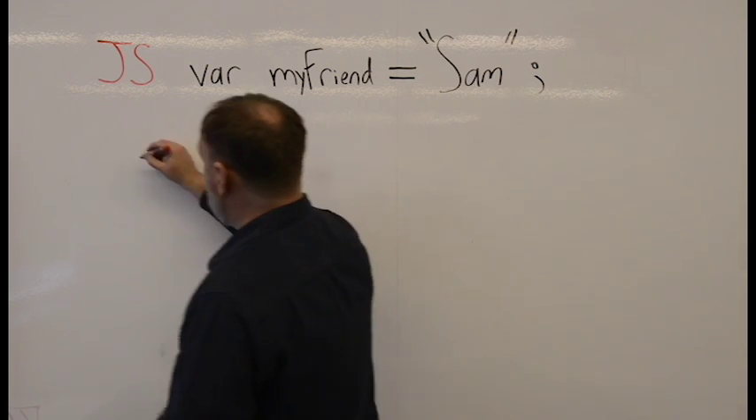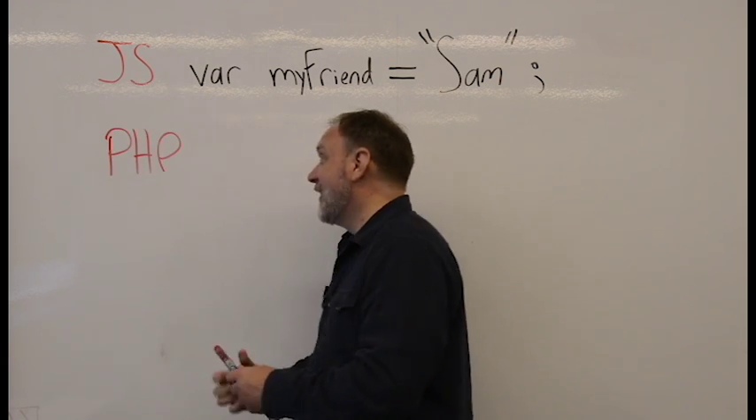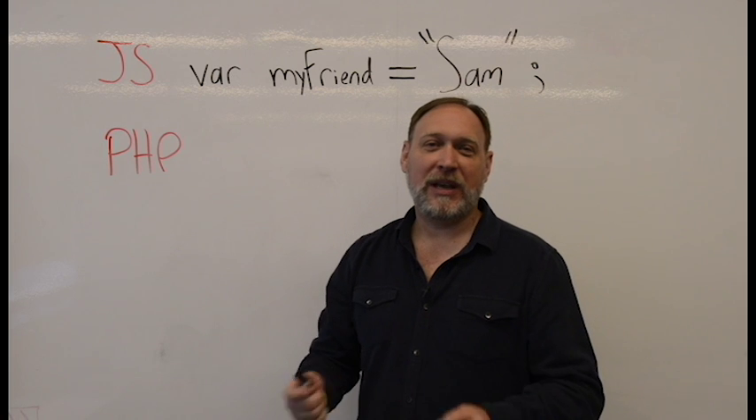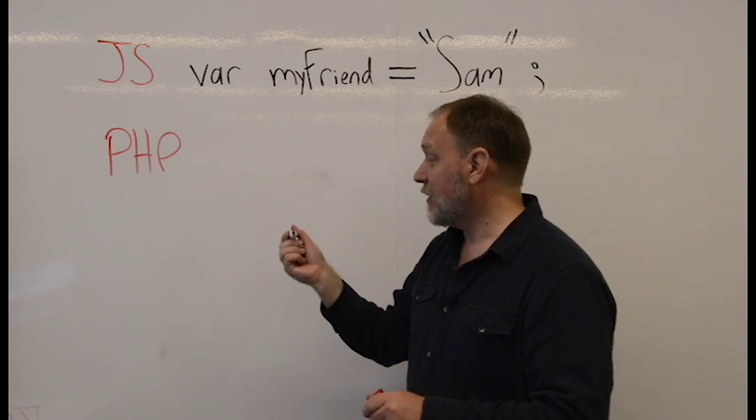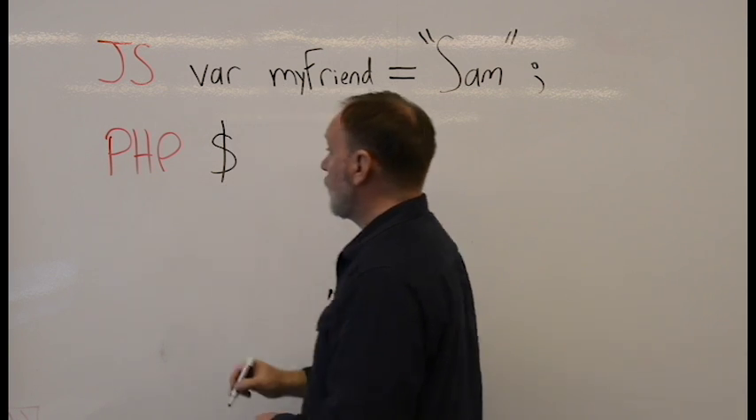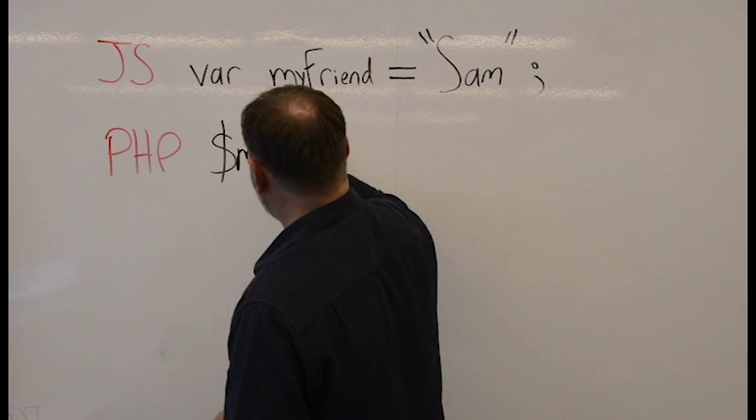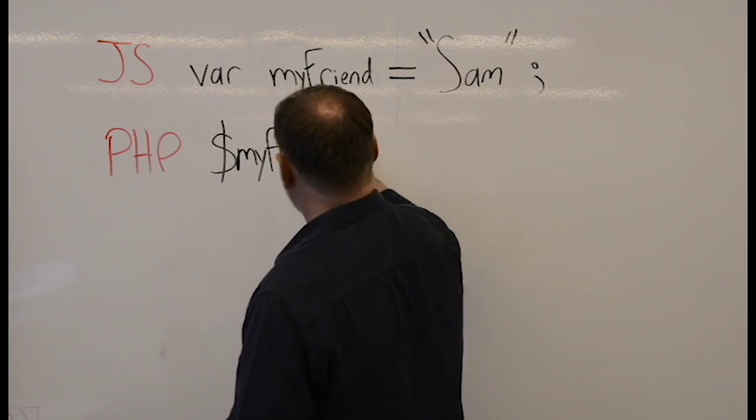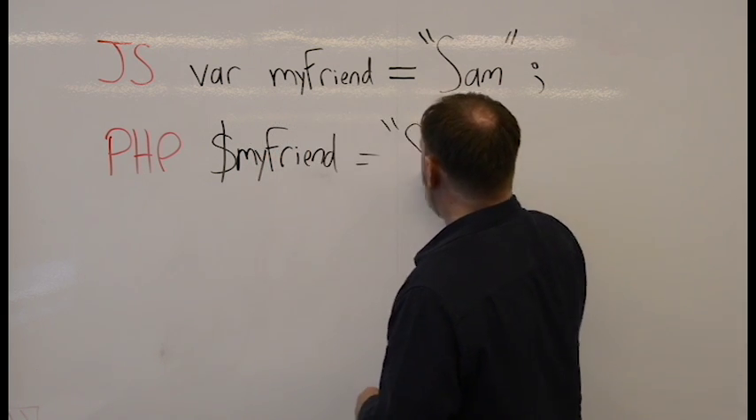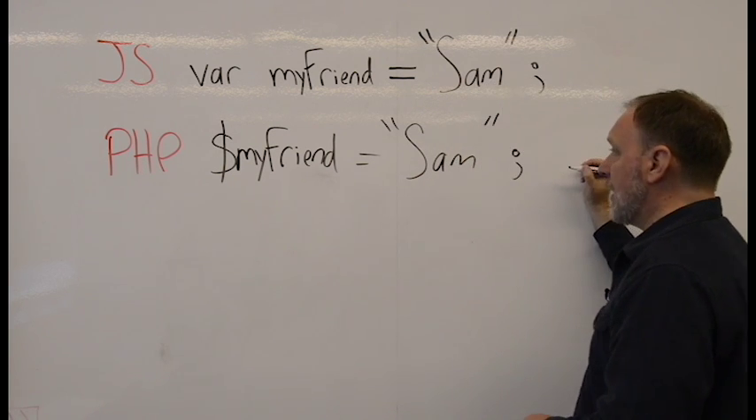Moving on to PHP. Identifying variables in PHP is very easy because PHP uses the $ to create a variable. $, no spaces here. myFriend equals Sam. So the rest of it is the same as JavaScript, semicolon at the end.